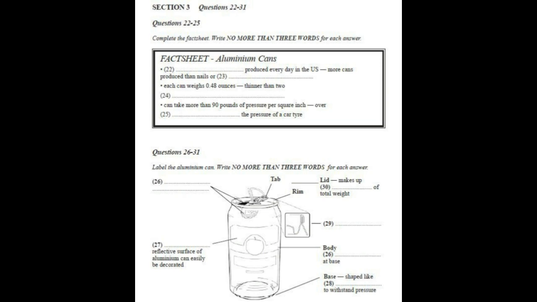I think we should label the lid itself and say that it constitutes 25% of the total weight. 25%? So it's stronger than the body of the can. So to save money, manufacturers make it smaller than the rest of the can. Didn't know that either.